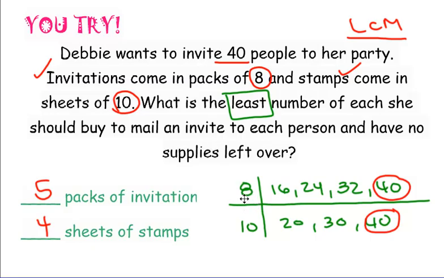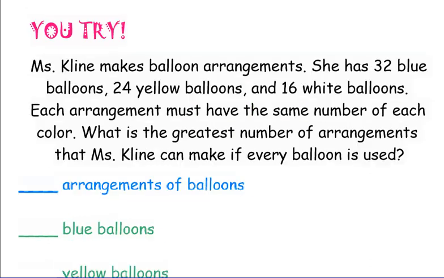So once you find the LCM of 8 and 10, you get 40, which works because that's what it gave you in the problem. But you should always redo it just in case, because it doesn't take you but 20, 30 seconds. Then, once I found 40, it asked me how many packs of invitations and how many sheets of stamps. So I did 8, the invitations that come in packs of 8, divided into 40 is 5, and then I did sheets of 10 stamps into 40, which is 4. All right, you try this one.